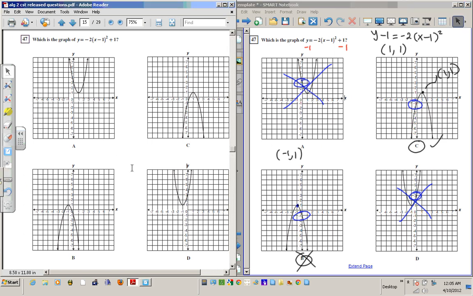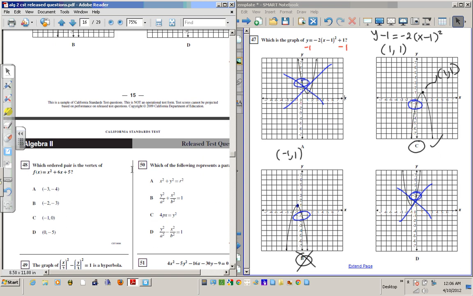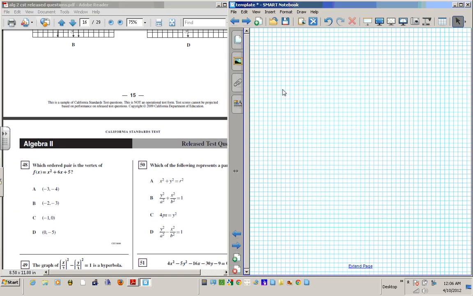All right, let's move on to number 48. Number 48 says, which ordered pair is a vertex of this? I'm going to write y as f(x): y equals x squared plus 6x plus 5. To find the vertex, we have to complete the square here, and then that should make it easy for us to tell what the vertex is.